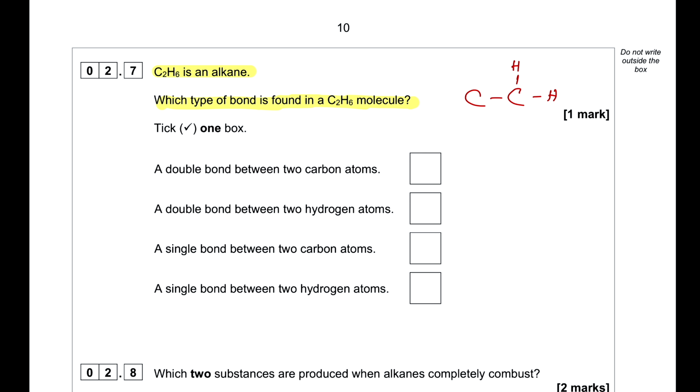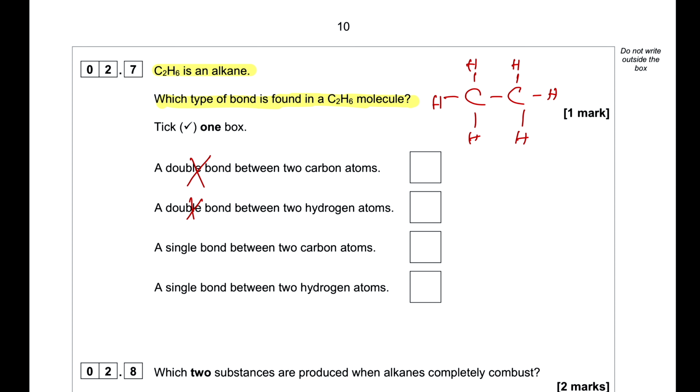It contains one single carbon-carbon bond and 6 C-H bonds. Double bond? There are no double bonds. So there is a single bond between two carbon atoms, yes, we can find this.